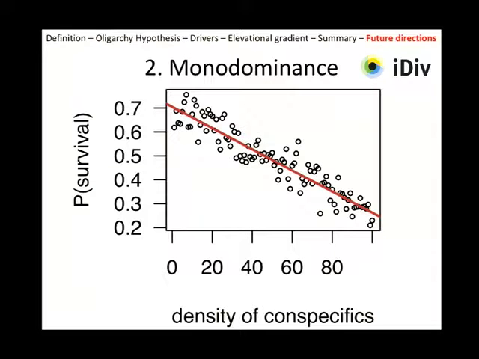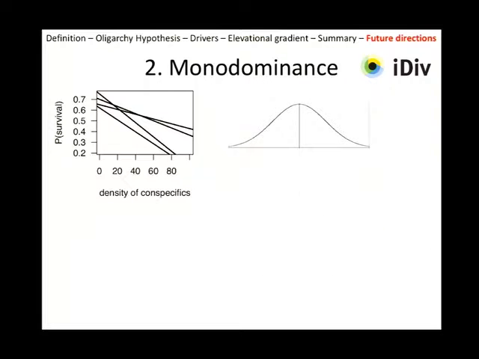Negative density dependence is the negative effect of the presence of conspecifics on your performance. So we can plot a metric of performance, like the probability of survival, against the density of conspecifics in your neighborhood, and the steepness of this slope is an estimate of the strength of the negative density dependence. And we can do this for many species. So we have many slopes, and we can estimate the distribution of these slopes in the community.